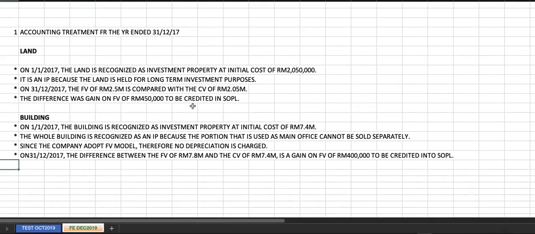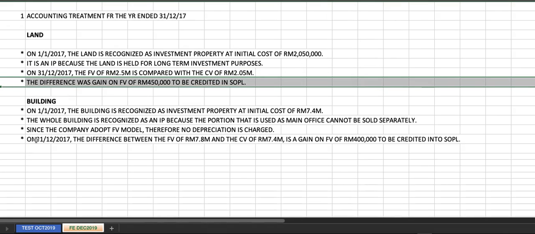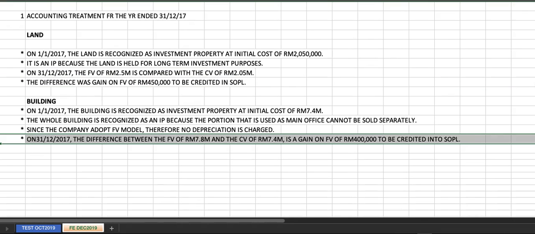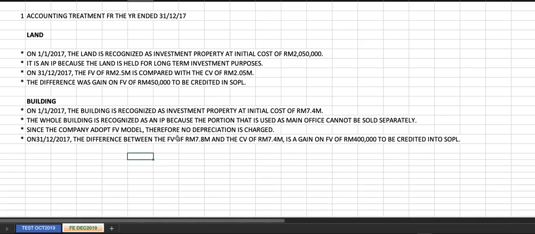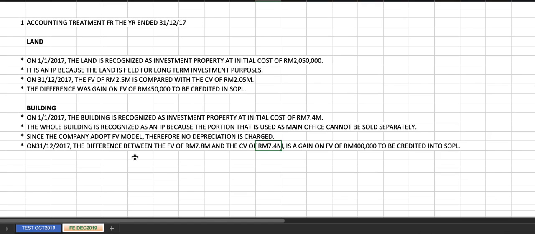You see that you can have a different way of answering. For example, just like the land, I make this sentence like this, and then I talk about the difference. Or you can straight away put it like that, the difference between the fair value, but you need to mention what the fair value is. You don't just say fair value without the number. You must have the number, and the carrying value, you also have the number. So the difference is gain on fair value of 400,000 to be credited into SOPL, because gain is a revenue. Of course, you need to credit. Sometimes I notice students make a mistake. They mention gain, but they say to be expense of. That is wrong. You have to understand the concept. Okay, so that's done for that part. Let's continue with part C. Part C in the next video. Thank you.